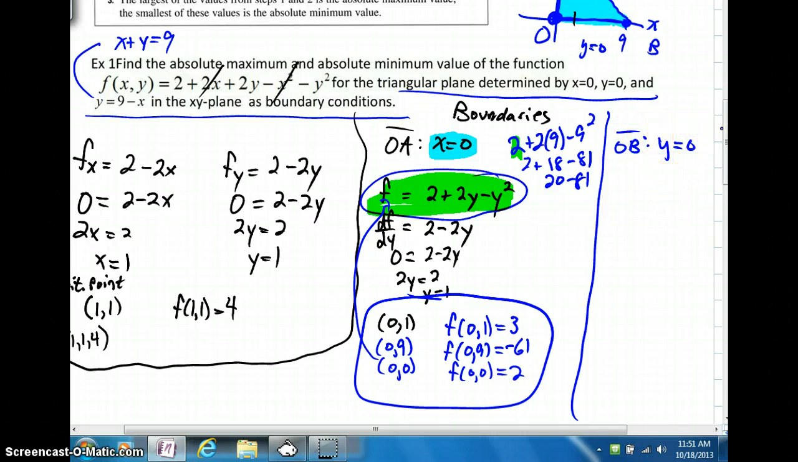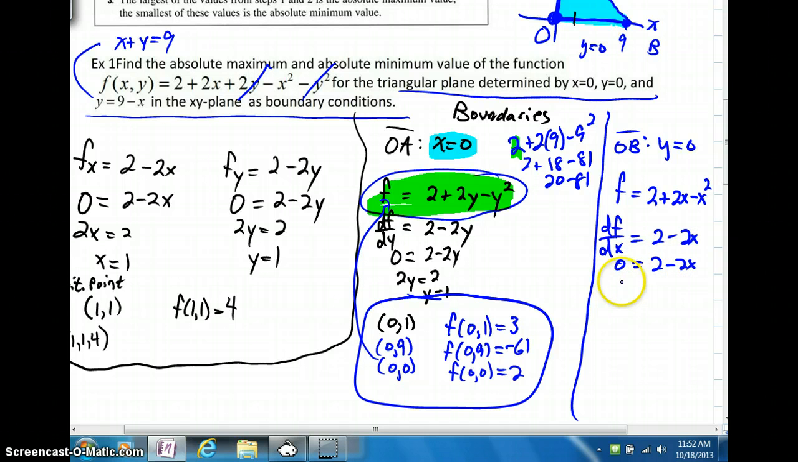And if y was equal to 0, go back to your original function, and everywhere where you'd see a y, you replace it with a 0. Well, you can see very quickly you get something incredibly symmetrical to what we just did a moment ago. With OB, we've got this worked out. You can say take your derivative of f with respect to x, and we'd have 2 minus 2x, and you'd see that we would get a critical number of x equals 1.